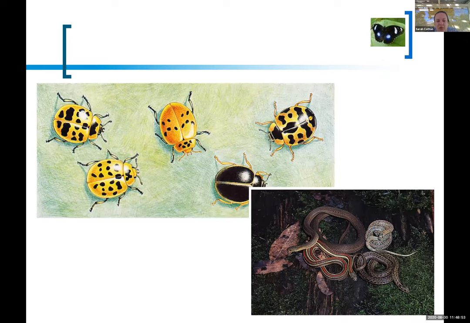So here's some more variation, and this is just visual. There's also variation in behaviors and variations in physiology and variations in any possible thing that you could think about, the speed of growth, whatever. We're showing you some examples that are very visual so that you can easily see them and appreciate them.